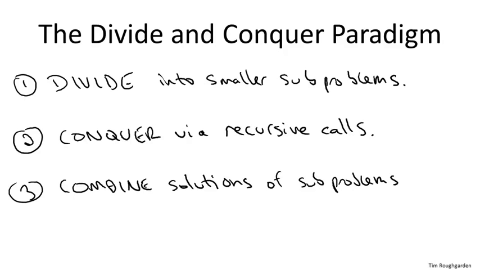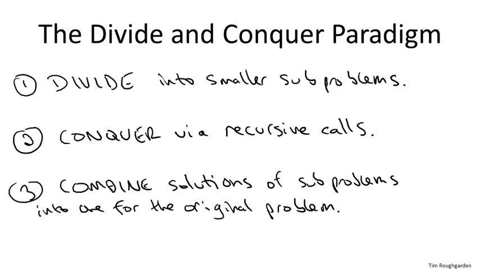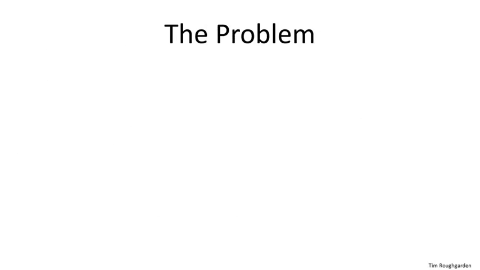How do you actually quickly combine solutions to subproblems into one to the original problem? Sometimes you also get some cleverness in the first step with division. Sometimes it's as simple as just splitting an array in two, but there are cases where the division step also has some ingenuity. Now let's move on to the specific problem of counting inversions and see how to apply this divide and conquer paradigm. So let me begin by defining the problem formally.